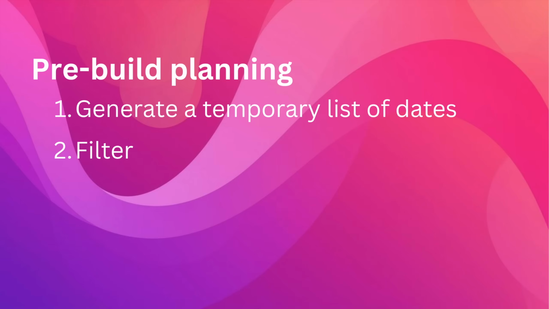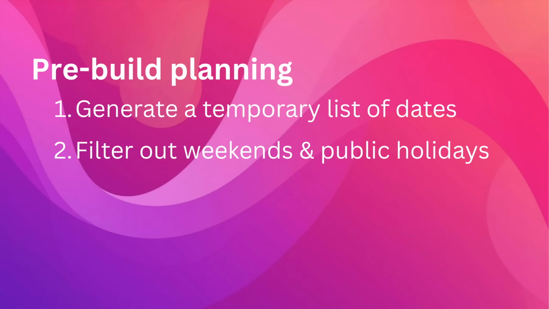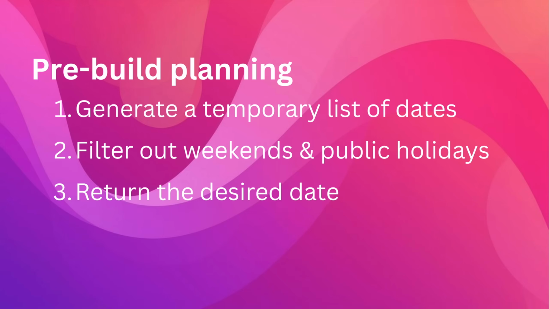Before we jump into the formulas, I wanted to show the mental model that I use for all three of these questions. Every solution today is built on the same idea. First, we generate a temporary list of dates, and from that, we then filter out weekends and public holidays. Then we want to return the desired date, either the first, the last, or the nth date.